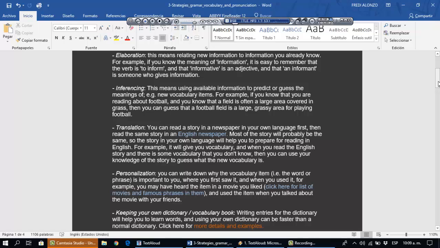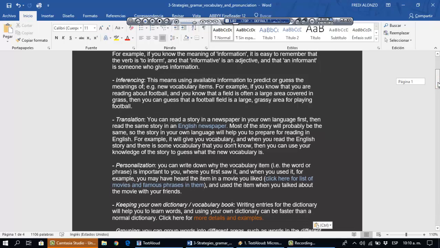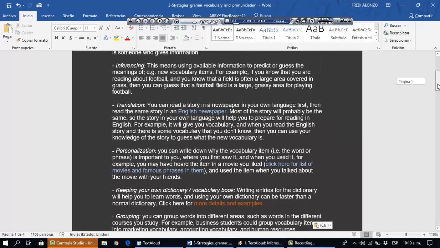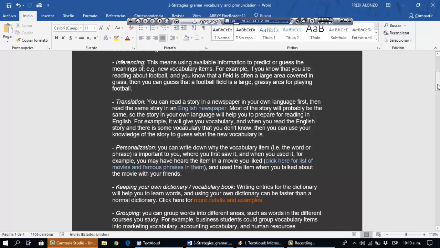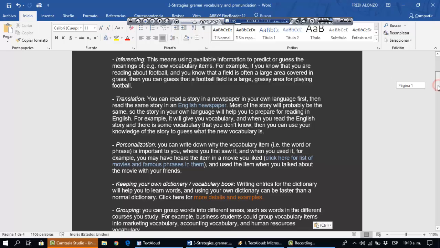Translation. You can read a story in a newspaper in your own language first, then read the same story in an English newspaper. Most of the story will probably be the same, so the story in your own language will help you to prepare for reading in English. For example, it will give you vocabulary, and when you read the English story and there is some vocabulary that you don't know, then you can use your knowledge of the story to guess what the new vocabulary is.